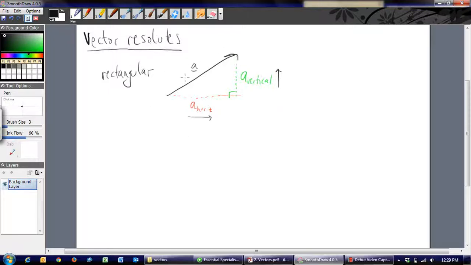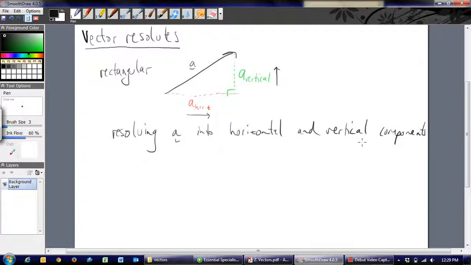We're resolving vectors, but this is a little bit more difficult. Here, what we're doing is resolving A into horizontal and vertical components. Now I'm going to confuse you. What we're going to do now is something a bit different. We've got some vector A, and then we've got some vector B.